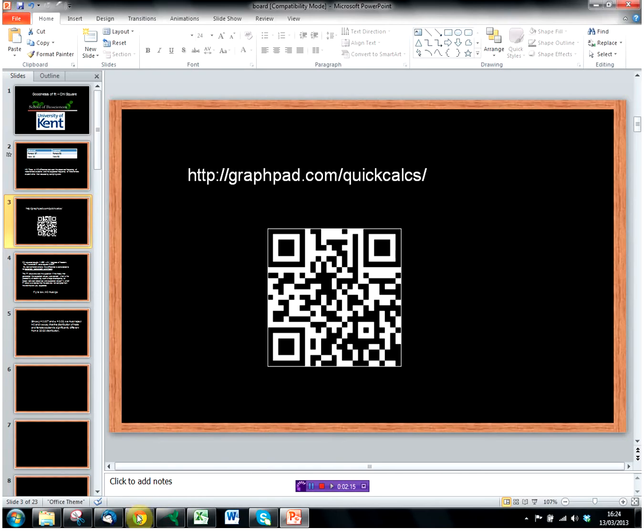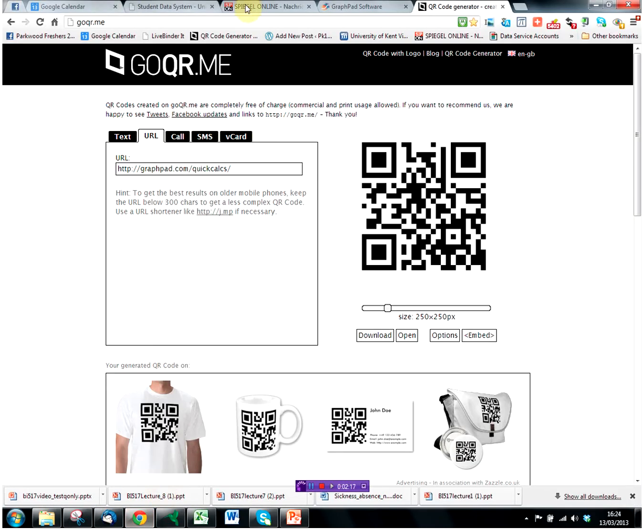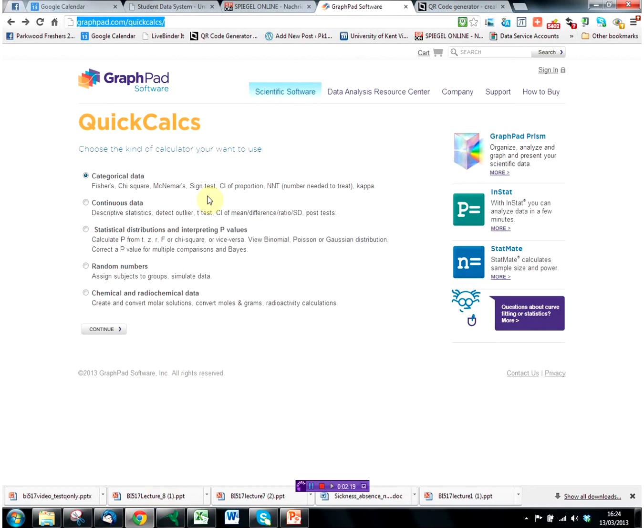So I went to graphpad.com/quickcalcs, and here would be the link, and if you want to scan it in, here is the QR code. And I just simply inputted my data. So let's go to this website.